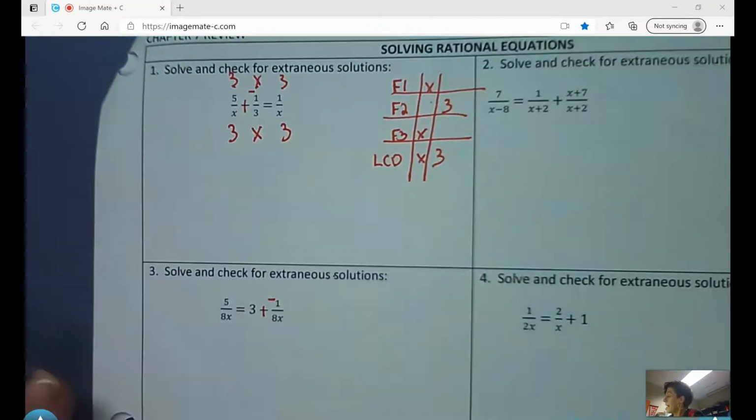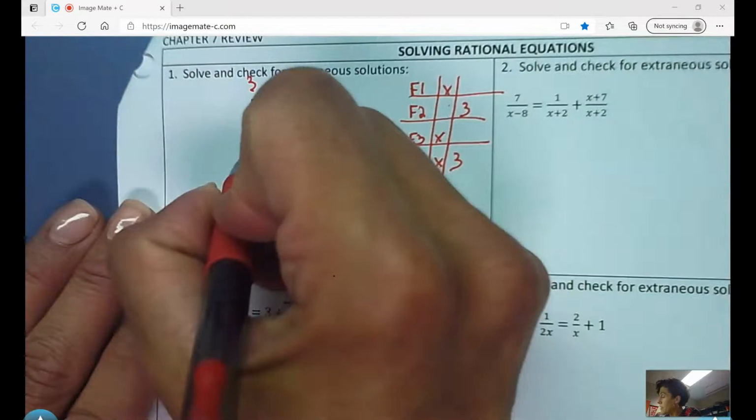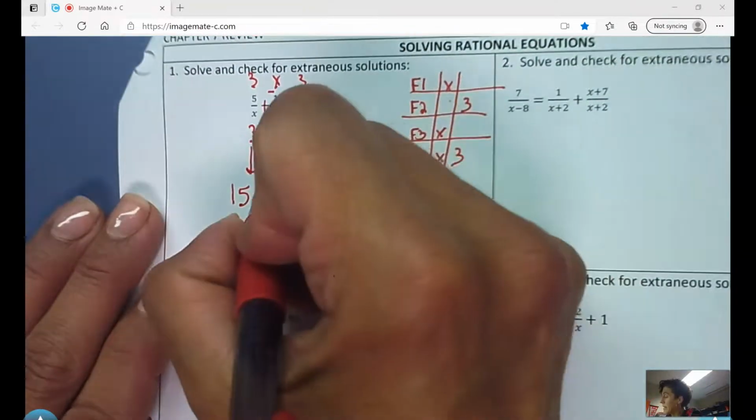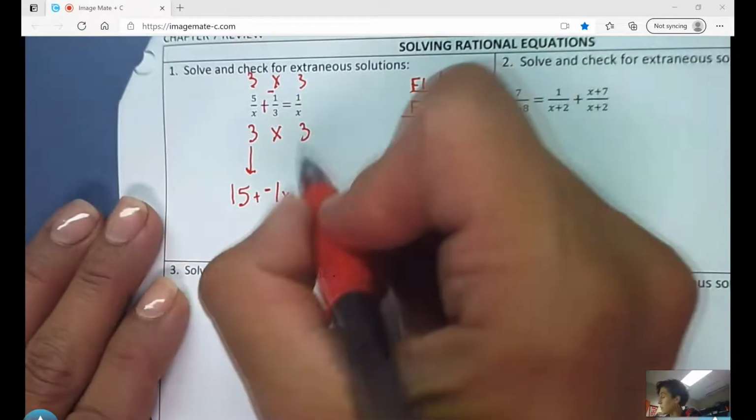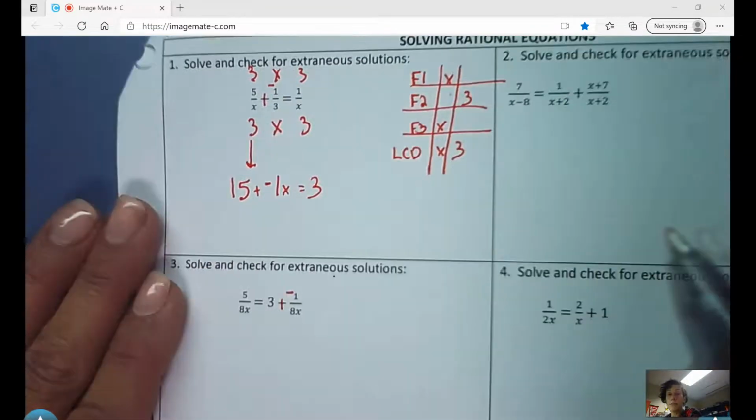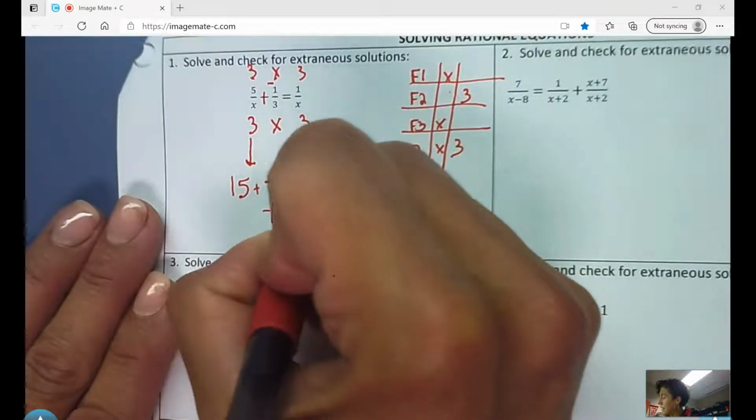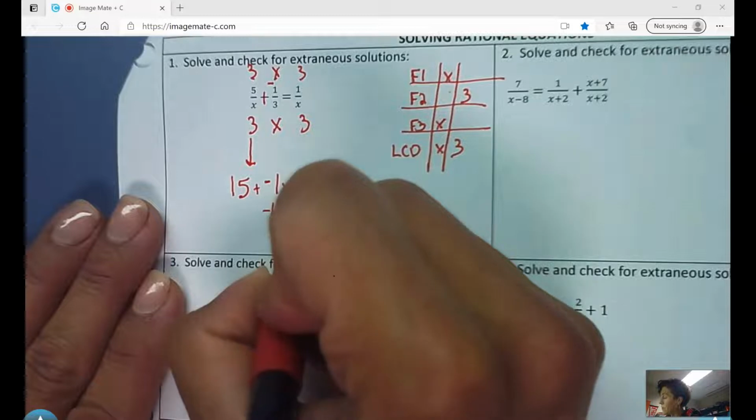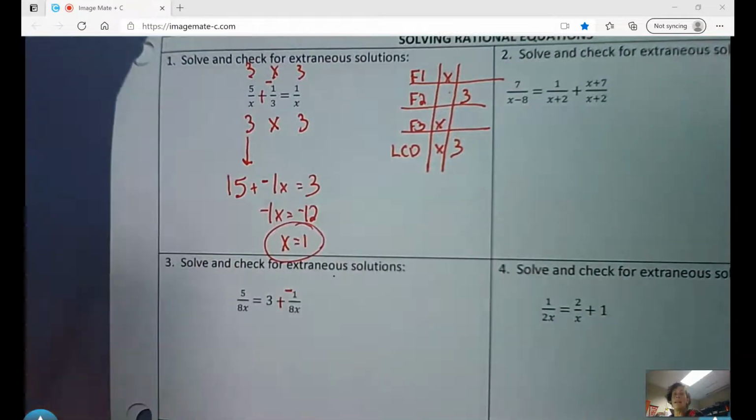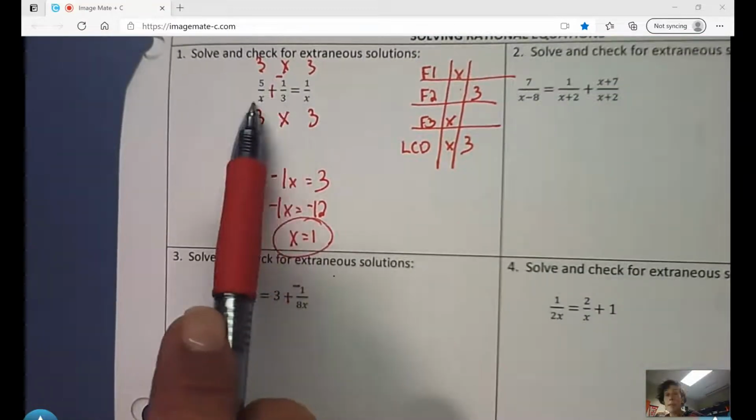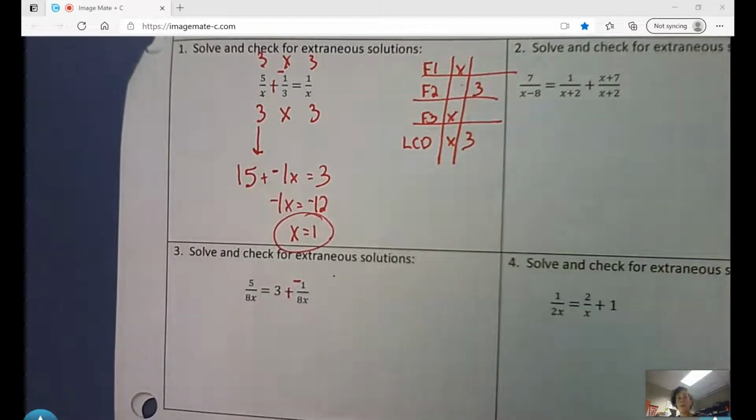let it go. Everything's going to be in the numerator. So this fraction's numerator will be 15. This one will be negative 1x. And this one will equal 3. To solve for x, I don't have to factor. I'll subtract the 15 over. And I will divide by negative 1, which gives me a 1 as my answer. Now, check for extraneous. The only thing you have to look at is if you put 1 back into your problem, will it make your denominator 0? Because that's the only thing we have to worry about. You can't divide by 0, and we're good.